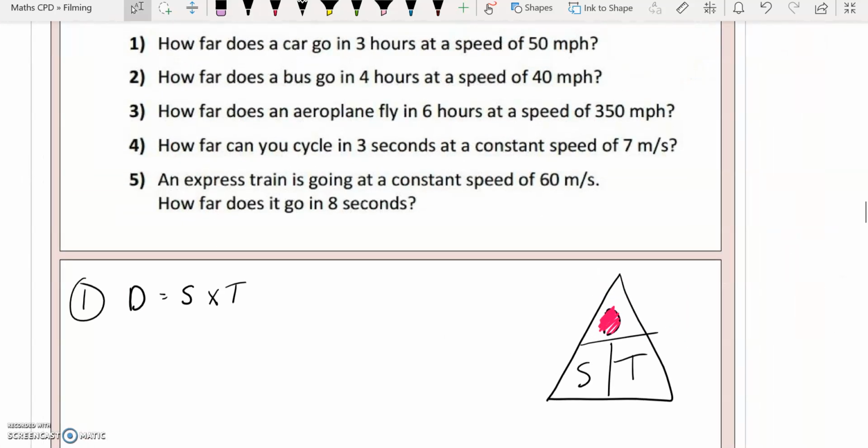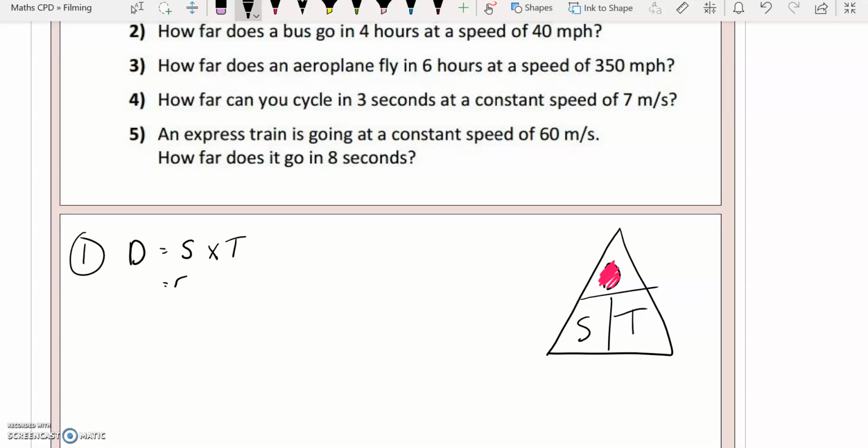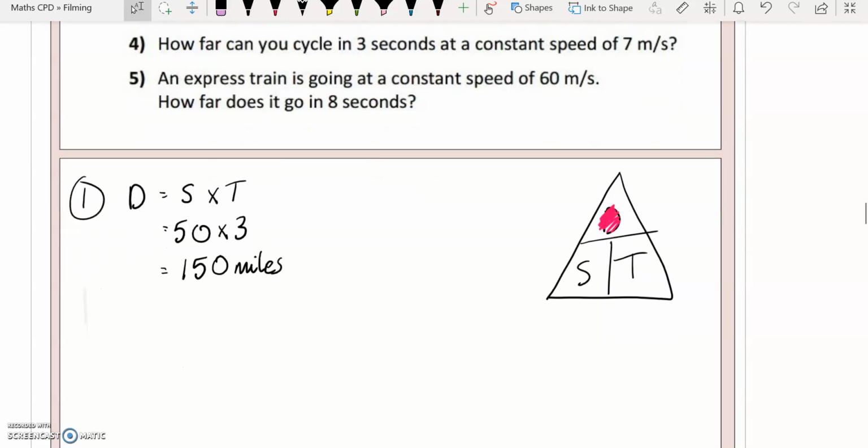So what was the speed in question 1? The speed was 50 miles per hour. So it's 50 multiplied by 3 hours. So the distance is going to be 150 miles. It's not 150 miles per hour, that would be a speed. It's actually travelled 150 miles in 3 hours.